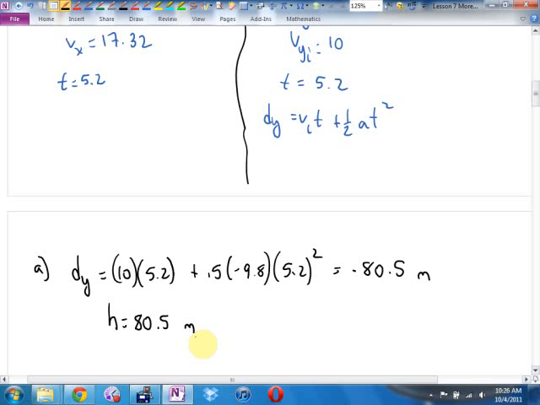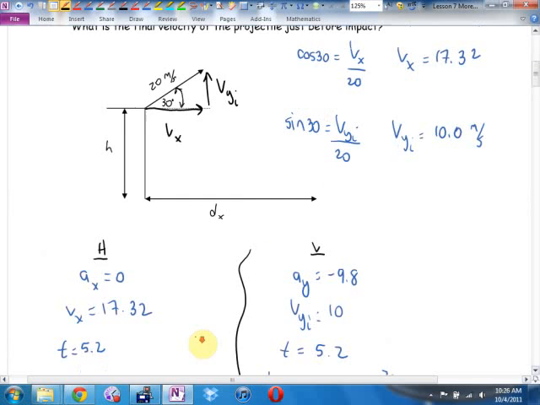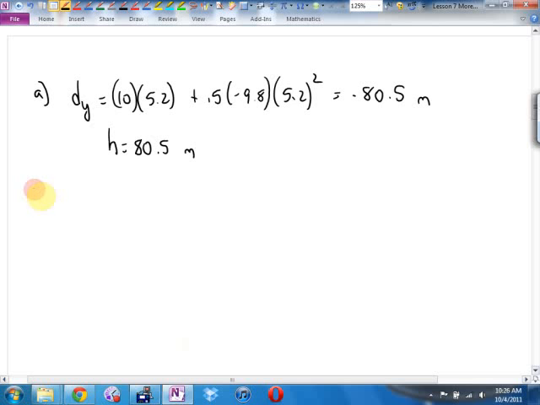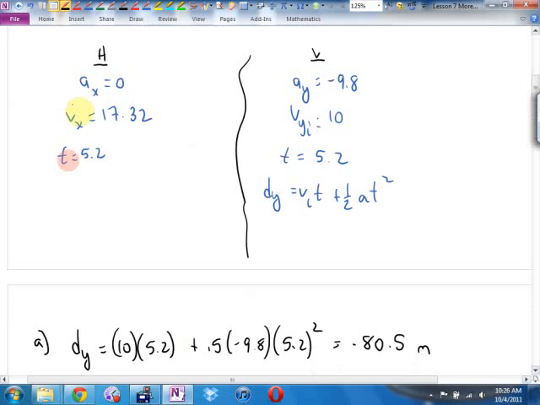What does B want us to find? Part B. Okay, so over here, I'll write dx equals question mark, and I'll ask myself, self, is there an equation that has a, v, t, and d in it?